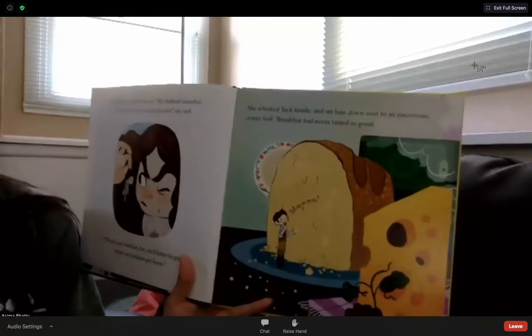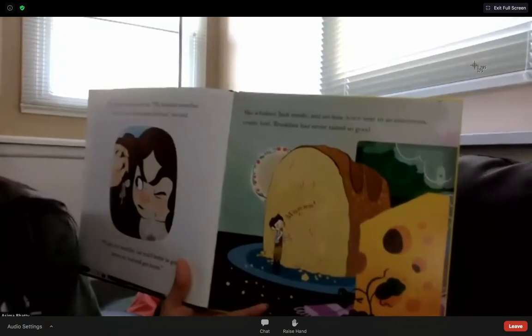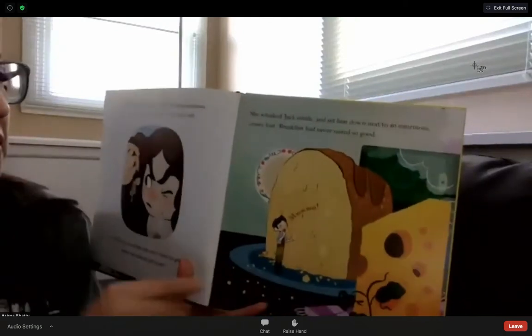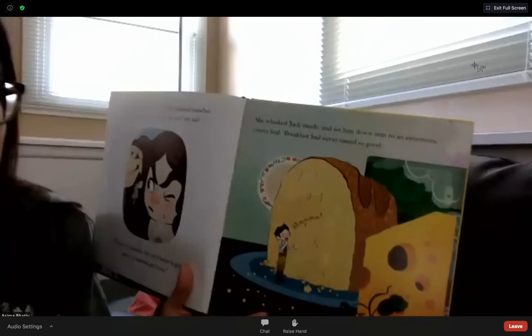She whisked Jack inside and set him down next to an enormous, crusty bread. Breakfast has never tasted so good.